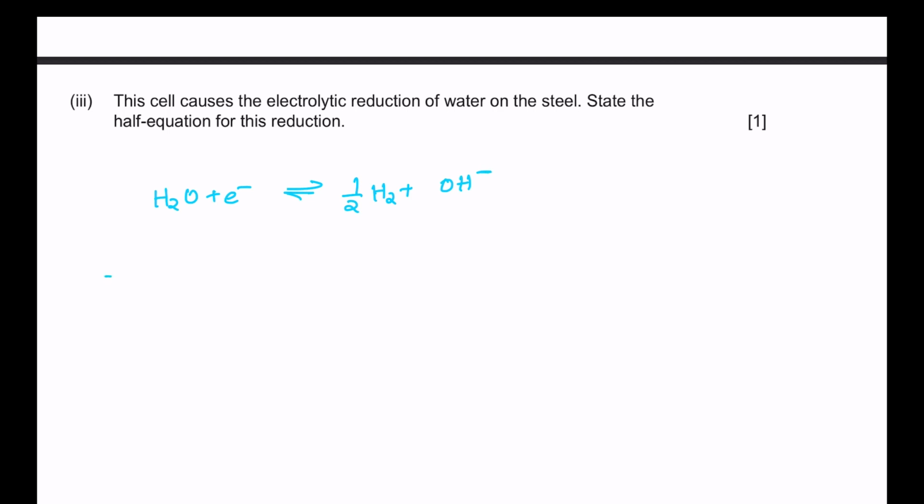Now if you want to make every stoichiometric coefficient an integer, we can write it like this. That's it. And if you want to state the states, so water will be liquid, electron, H2 will be a gas, OH minus will be aqueous. So that's it for part 3. Let's move on to part 4.